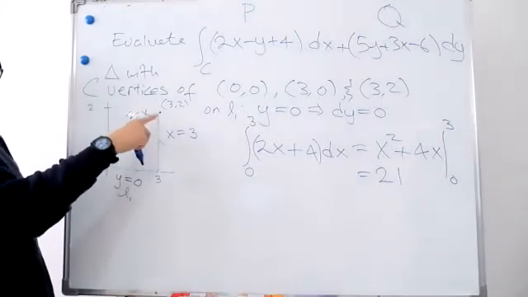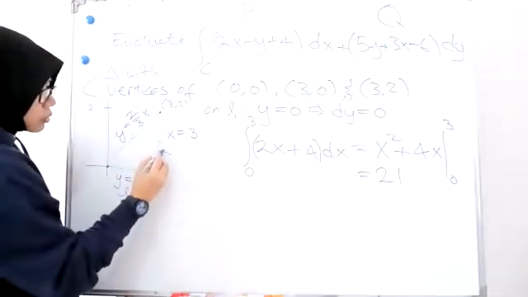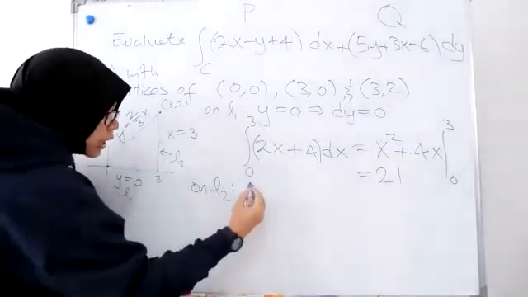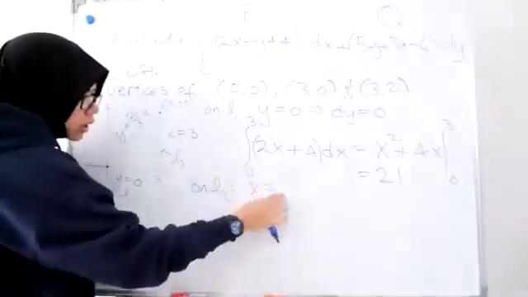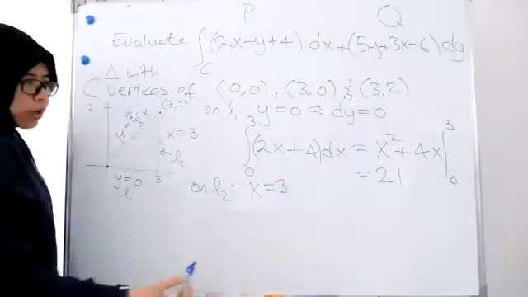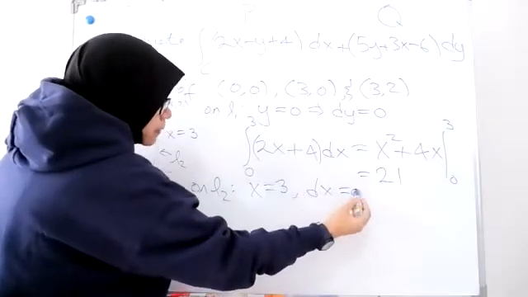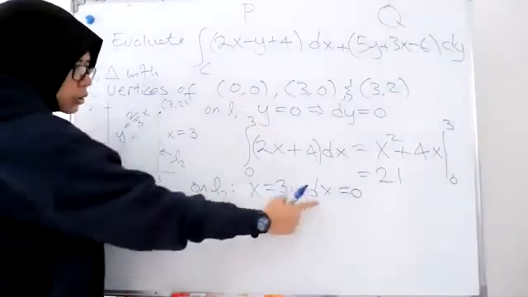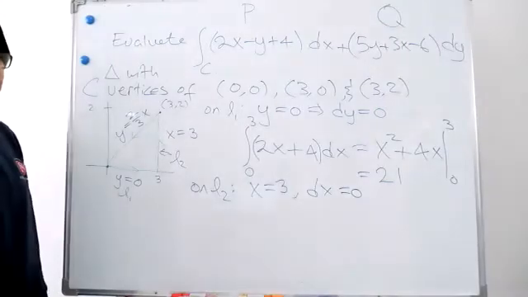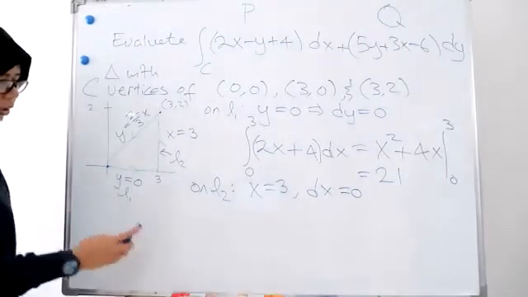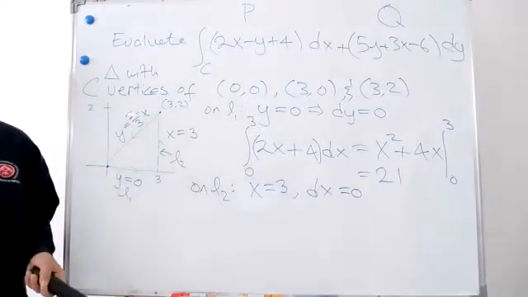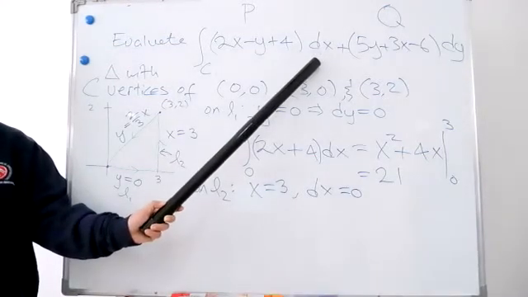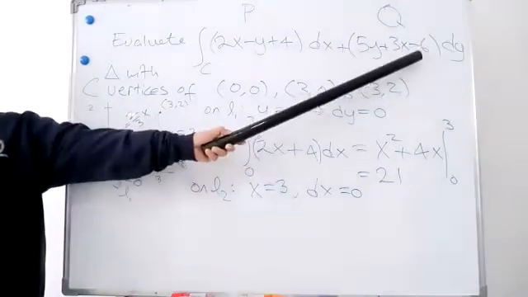Okay, let me do the second line. On the second line, let's say this is L2. On L2, I have my equation x equals 0. No, not 0, x equals 3. So therefore, my dx is 0. Why 0? Because 3 is constant, so dx equals 0. So you can see that this is quite nice, because now this term goes to 0 because we have dx right here. dx is 0, so we only have the dy term.